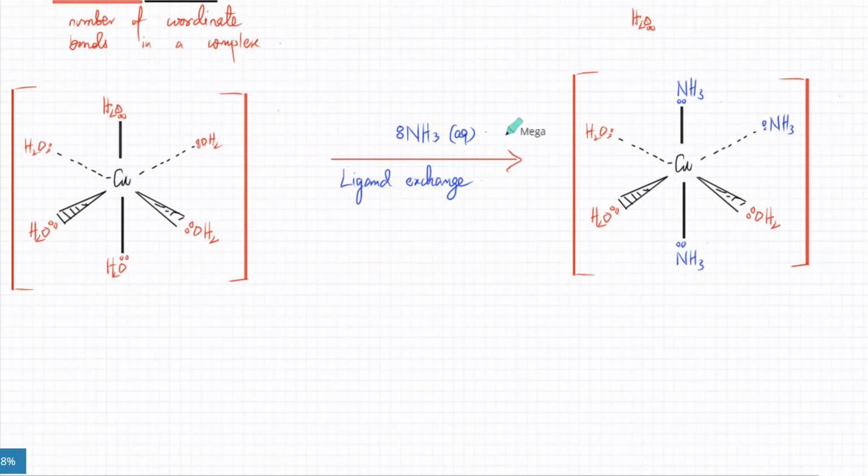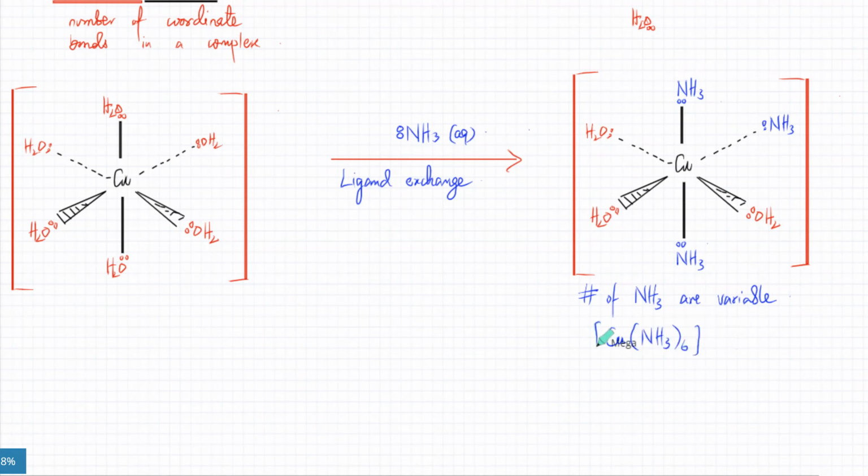Remember, the number of NH3s is variable. It depends on how much ammonia you're adding. So you could have all 6 getting replaced by ammonia. This is the complex that's going to be formed, all 6 of them.